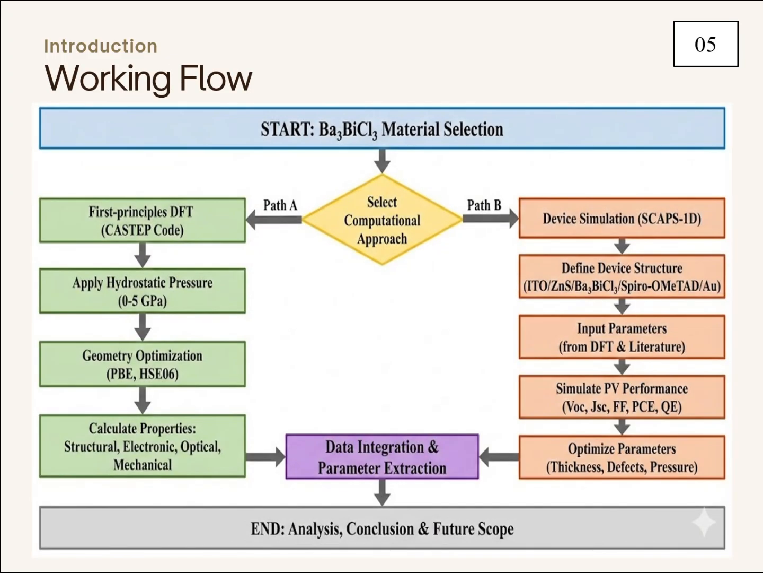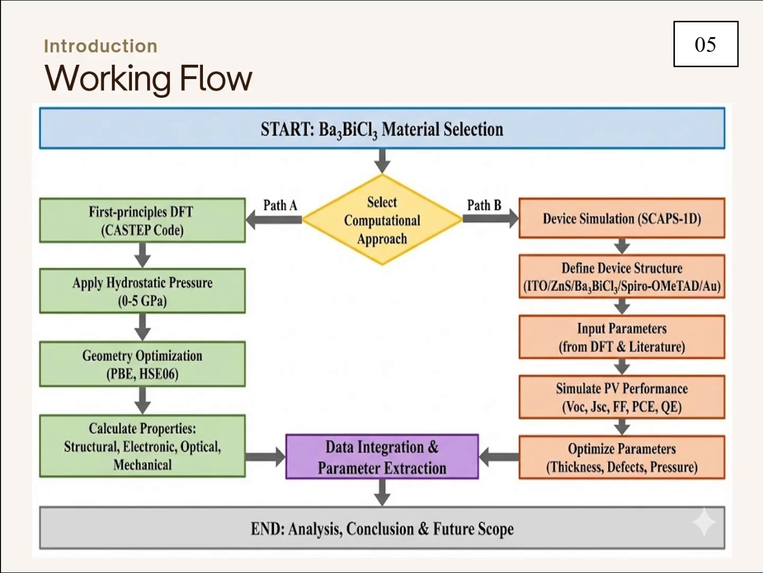Here's the working flow. The working flow starts from the Ba3BiCl3 material selection. At the very beginning, we selected that material. After that, we come to the first portion, path A, which is DFT, where we applied hydrostatic pressure from 0 to 5 GPa, and did geometry optimization with the PBE, HSE06 method, and another method, LDA. Together with that, we calculated structural, electrical, optical, and mechanical properties as well.